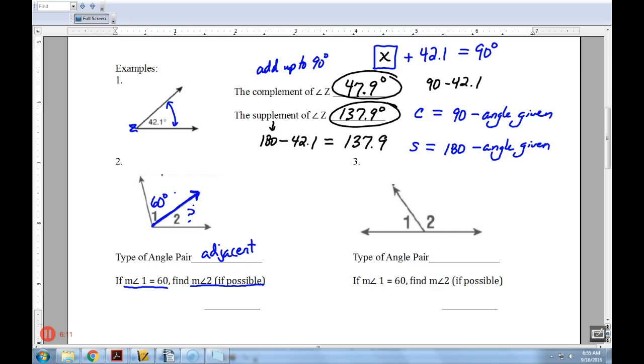If they would have told me that was a bisector, I would know they're equal. But right now I'm going to just say it's not possible because it's not a special pair besides adjacent, and adjacent doesn't give me any numbers. Now this next one does.